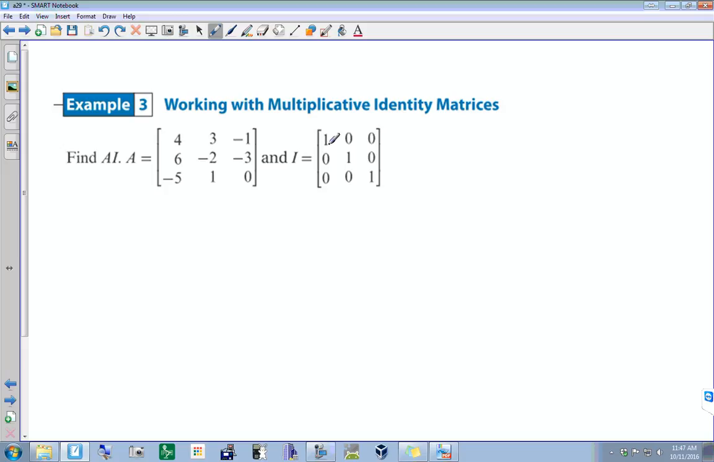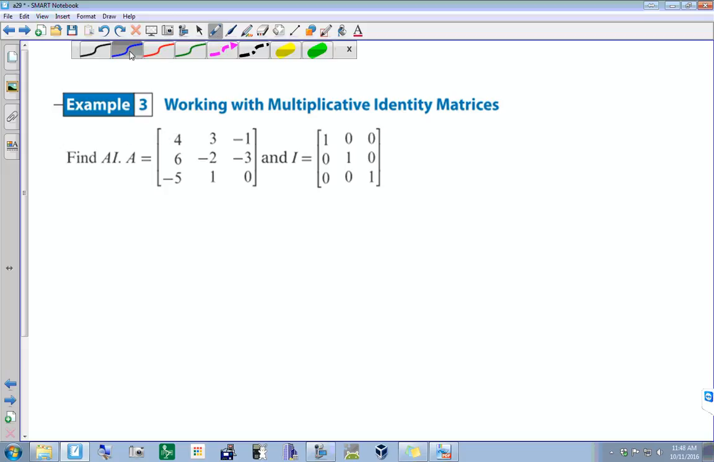Now, this is the identity matrix. It's got a 1, and a 1. Now, when we say identity and we're multiplying, that means we're going to get exactly the same thing out that we put in. So, I'm going to write it out like I've done in the past.